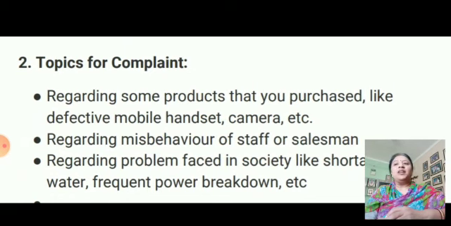Topics regarding complaints. Regarding some product that you purchased like a defective mobile handset, camera, etc. Regarding misbehavior of staff or salesman. Regarding the problems faced in society like shortage of water, frequent breakdowns, etc.